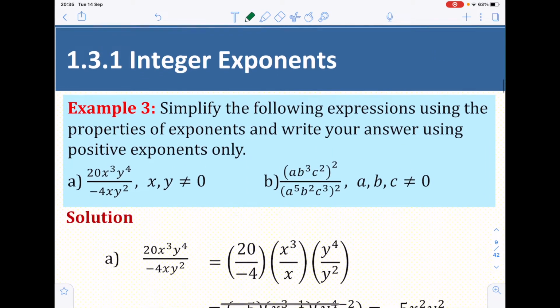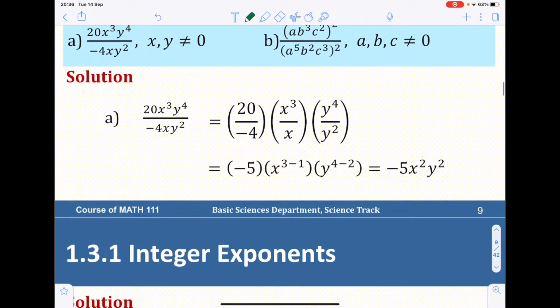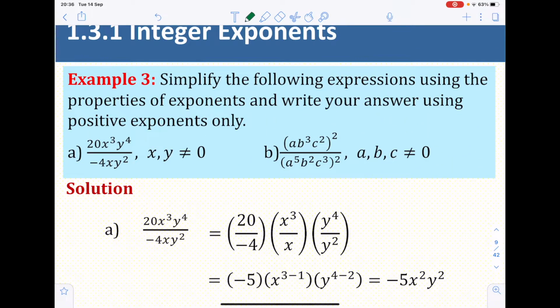Okay. Now we have an example here. The question is to simplify the expression by using the properties of exponents, and then write our answer with a positive exponent only. So if you have a negative exponent, you have to change the location of the number. If it's a negative exponent and it's in the numerator, we put it in the denominator, and vice versa. So let's start with this question.